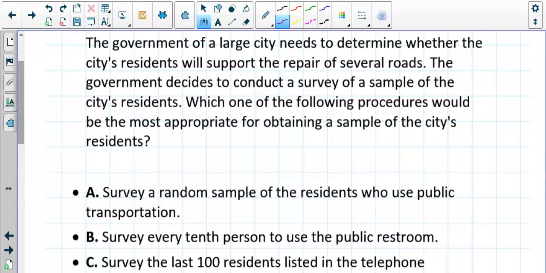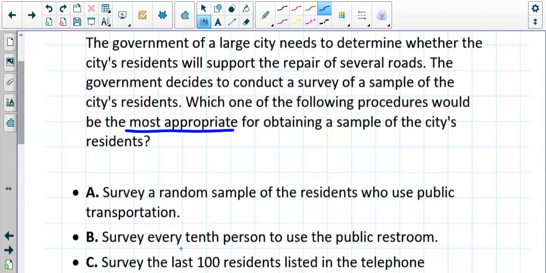Okay? So starting out in 12.1, it says the government of a large city needs to determine whether the city's residents will support the repair of several roads. The government decides to conduct a survey of a sample of the city's residents. Which one of the following procedures would be the most appropriate? Now, all of these procedures, you'll be able to get a sample, but does it really represent the population?